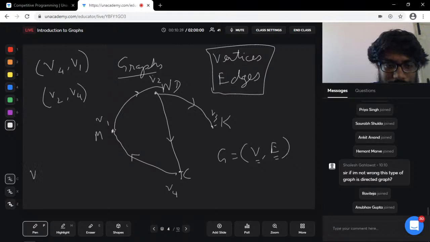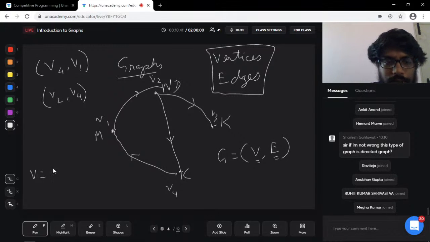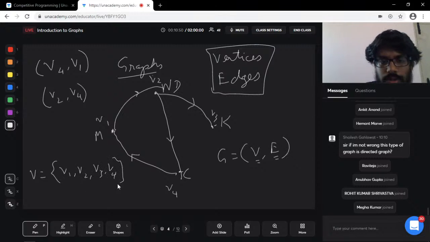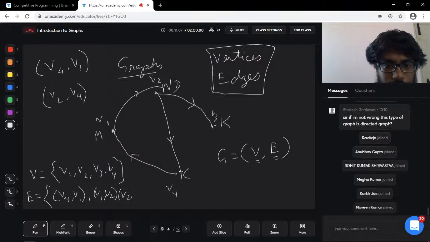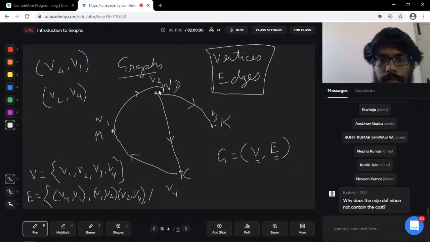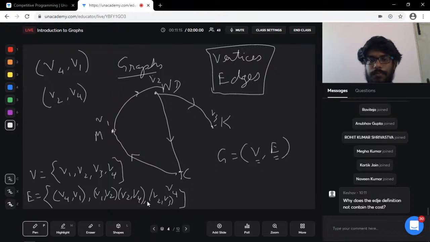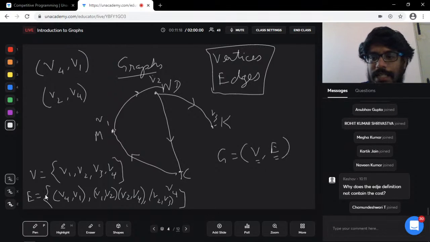So when I write G equal to V comma E, V is basically the set V1, V2, V3, V4, and my edge set is the set of all the edges. So how many edges are there? There are 1, 2, 3, 4 edges, right? So it's the set of all these edges. So it's V4 comma V1, V1 comma V2, V2 comma V4, and New Delhi to Kolkata, which is V2 comma V3. So this is the set containing all the edges. That is E, which is the edge set.